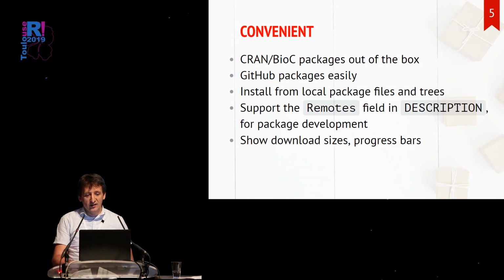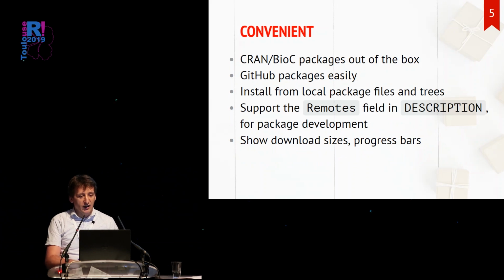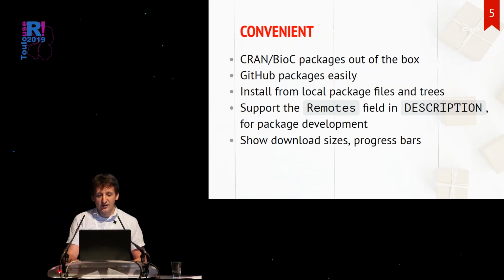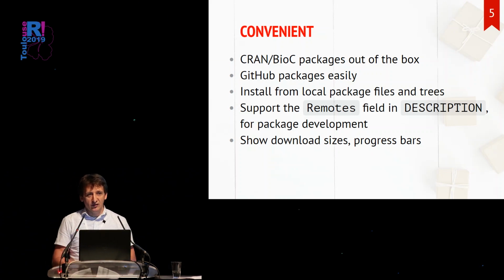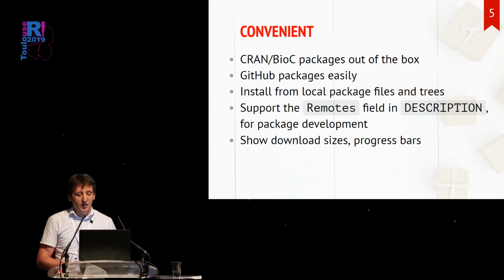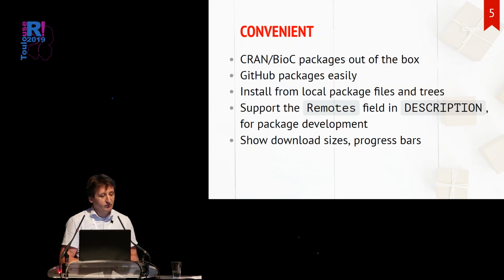Okay, so convenient means CRAN and Bioconductor packages just work out of the box, which is not such a big deal, right? You can install GitHub packages easily by giving the GitHub slug, like r-lib/pak would be the way to install pak from GitHub. You can install local packages, from files, trees. It supports an extra non-standard field in the description file called Remotes, and you can use this field for things that don't go on CRAN, because it's not allowed on CRAN, but you still need to specify dependencies from other sources.